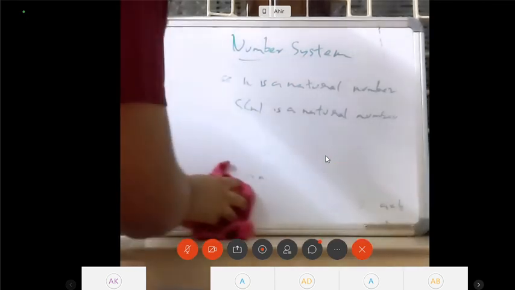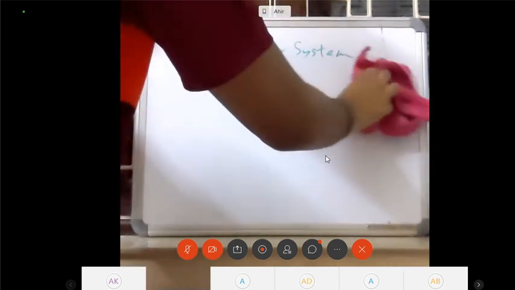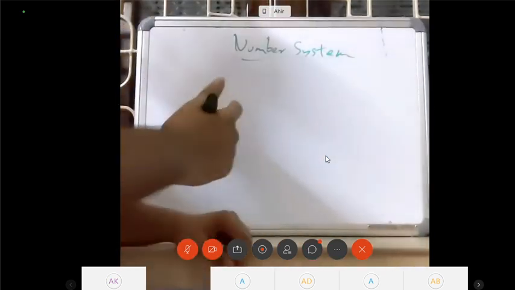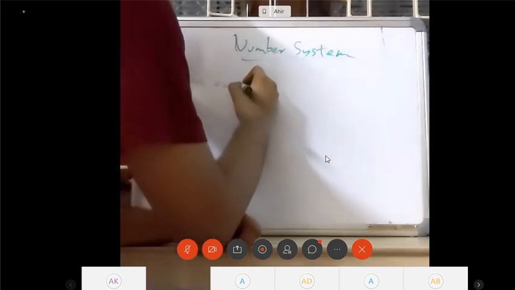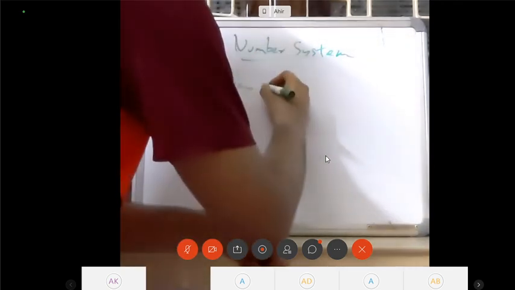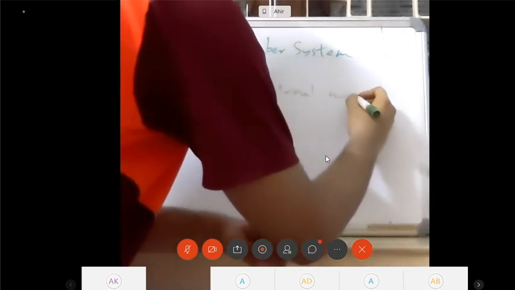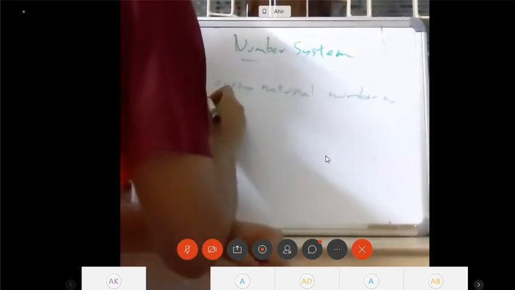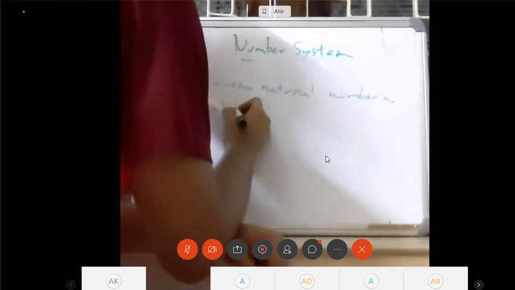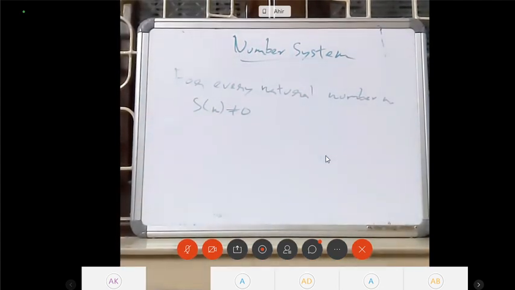And our eighth axiom is, for every natural number n, Sn is not equal to 0. So this is 8.